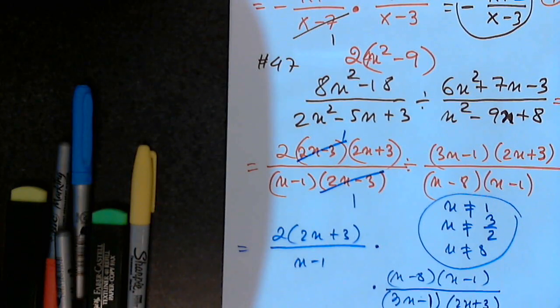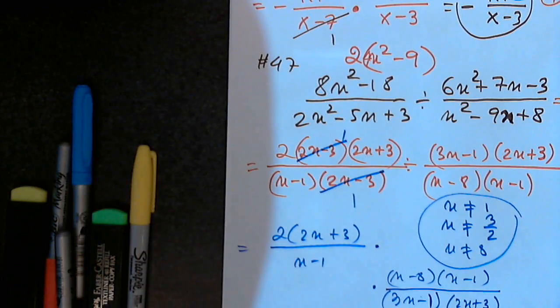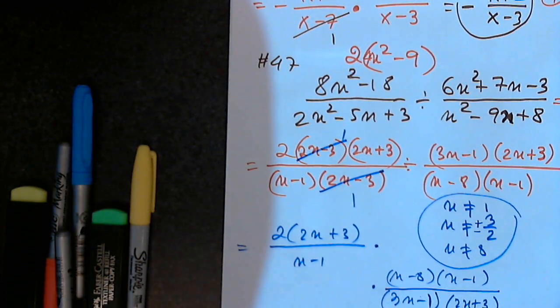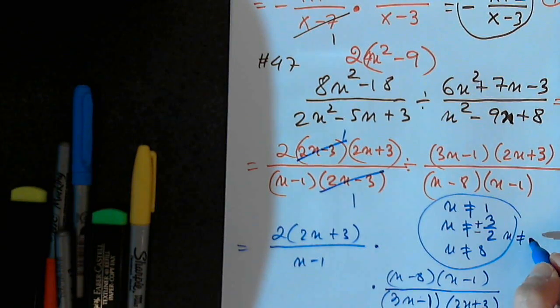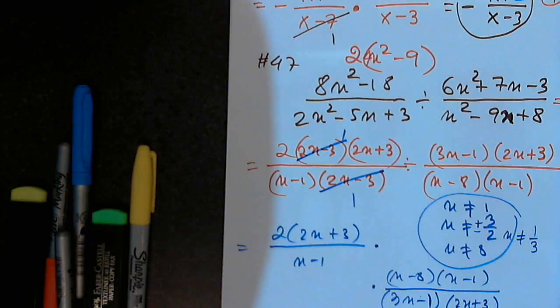2 more factors just popped up by the fact that I flipped the second fraction. So I need to add another restriction for this and another restriction for this. Negative 3 halves. Yeah, so I'm going to come back and just put plus or minus in front of 3 halves and 1/3. So also n cannot be 1/3. And then you cancel out. And now I'm ready to simplify, correct?